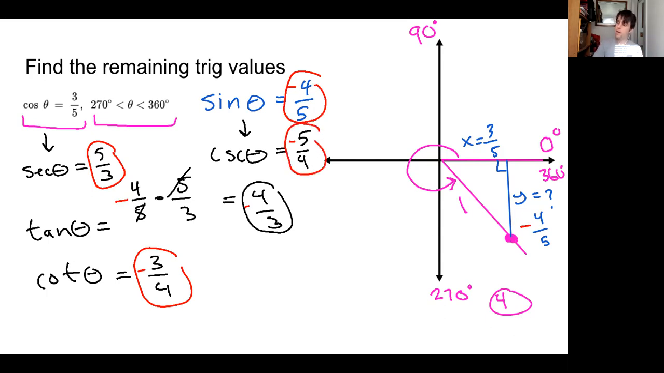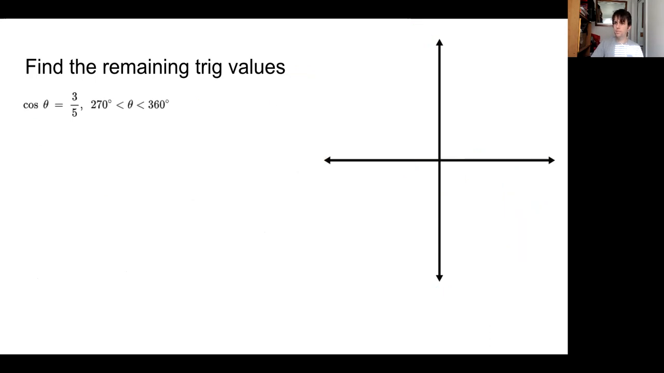You do want to make sure you're paying attention to which quadrant you're in and whether that makes the x or y positive or negative. And that's going to have an effect on these different ratios. Like, I got the right numbers, they just were the wrong signs for a majority of them actually. Okay, so those are our answers and moving forward.